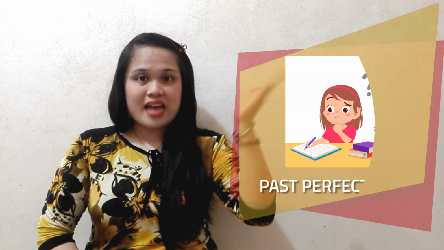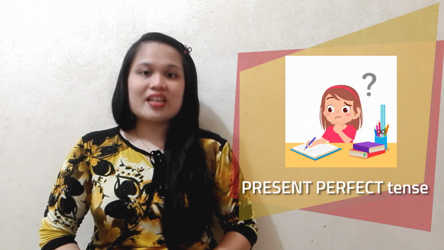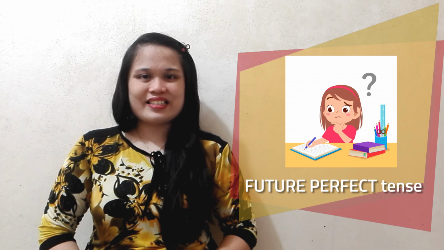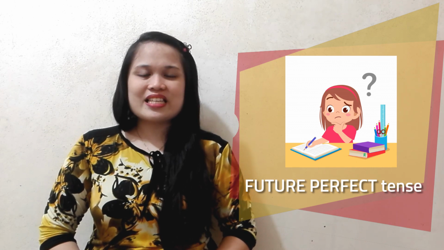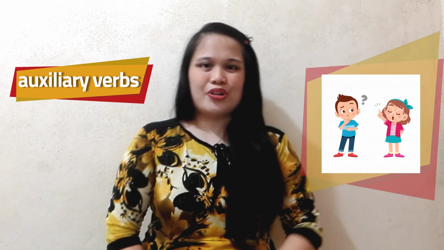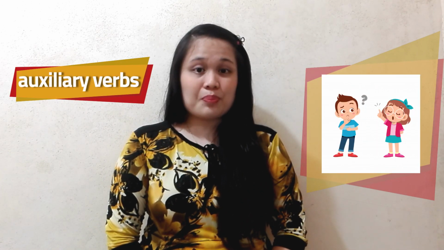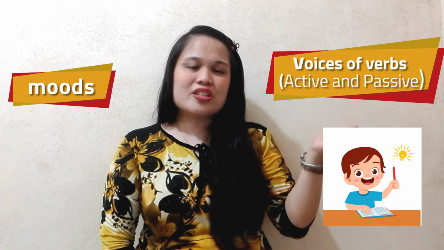Like simple tenses, the perfect tenses have three definite spaces in time: the past perfect, the present perfect, and the future perfect tense. To form these three perfect tenses, you need to remember your three H's. Has, have, and had. These are what we call auxiliary verbs. Auxiliary verbs are helping verbs. They help us form the tenses, moods, and voices of verbs. That's just a side note, but there's another one.